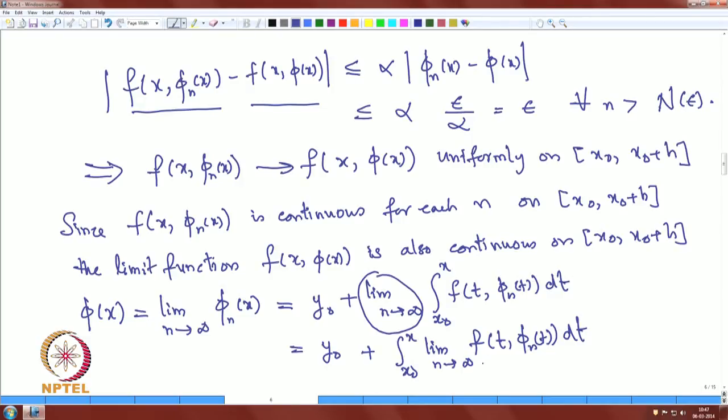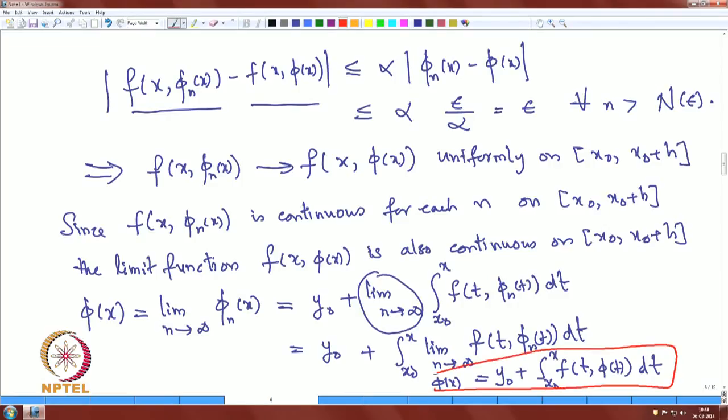Now, limit n goes to infinity f t phi n t is f of t phi t. So, therefore, this is equal to y 0 plus integral x 0 to x f of t phi t dt. So, your left hand side is phi of x. So, therefore, the limit function takes the form phi x is equal to y 0 plus integral x 0 to x f of t phi t dt.